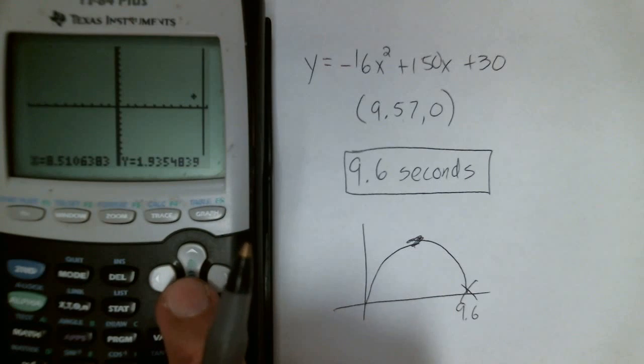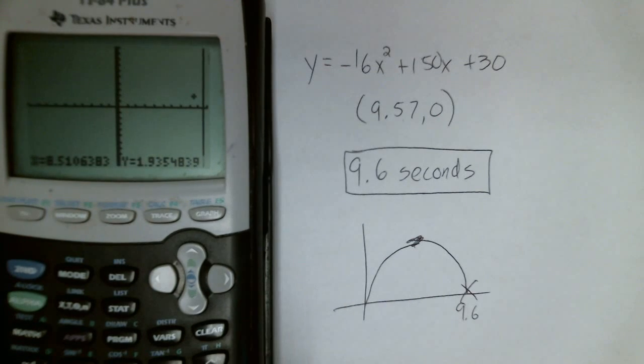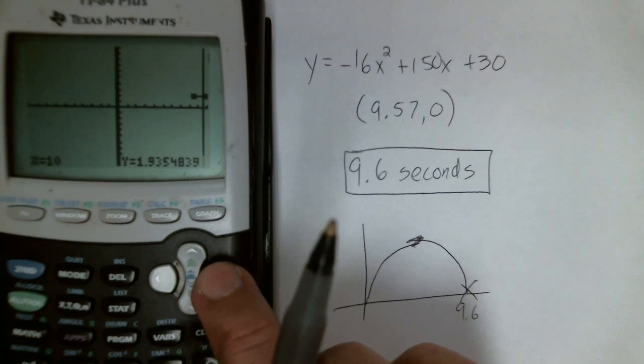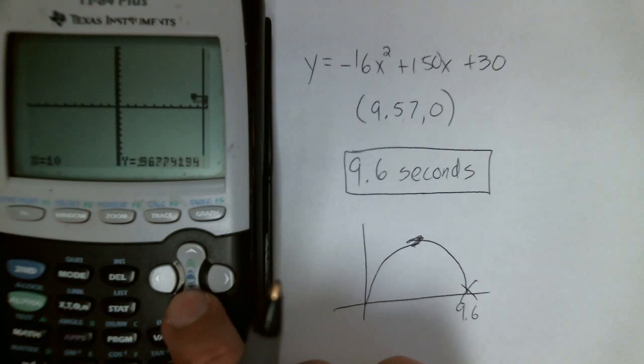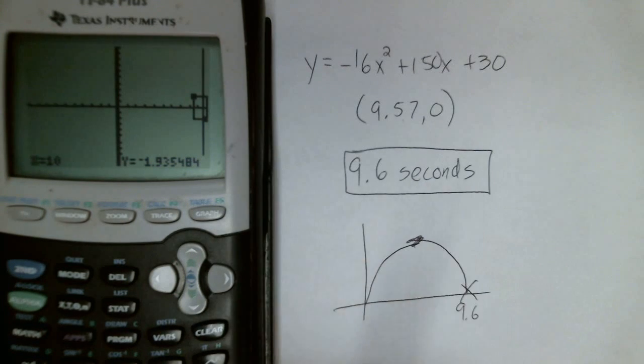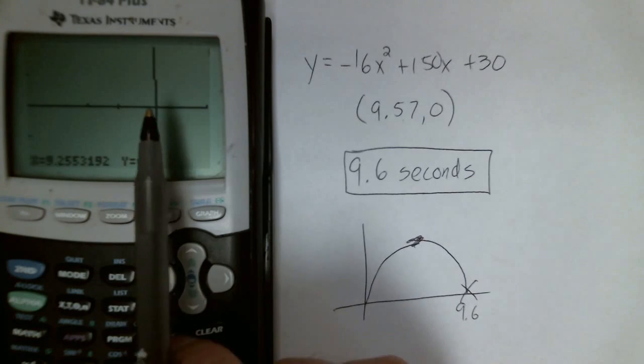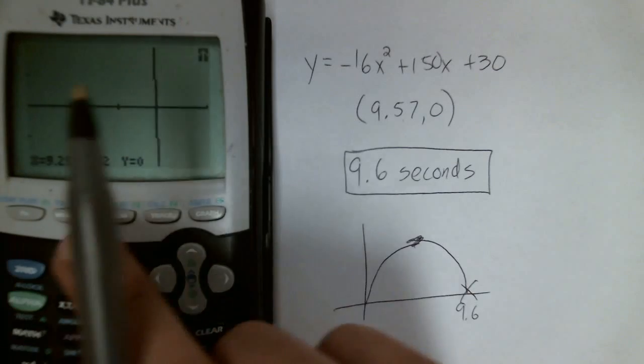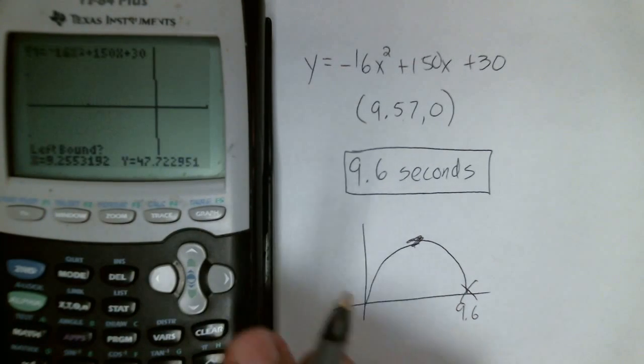Once I'm ready to make my box, I move my cursor there and press enter. I drag my cursor to the right, don't press enter, and then drag it down. I'm literally forming a box around where I want to zoom, and then I press enter. Now your calculator will zoom in right on that spot. And now I can do Mr. Spidey, second calc, find the 0.